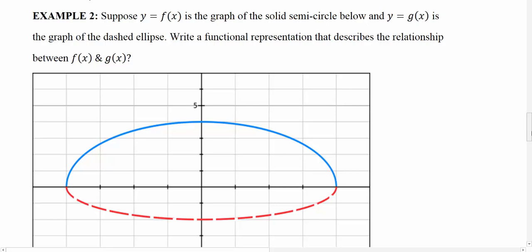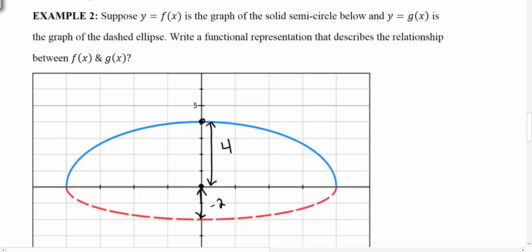Example 2. Suppose y equals f of x is the graph of the solid semicircle below, and y equals g of x is the graph of the dashed ellipse. We want to write a functional representation that describes the relationship between f of x and g of x. So f of x here lives between 0 and 4. That's the height here. Notice that g of x lives between 0 and -2.